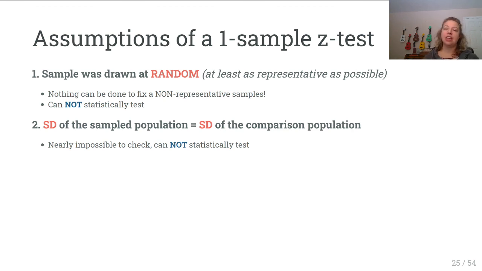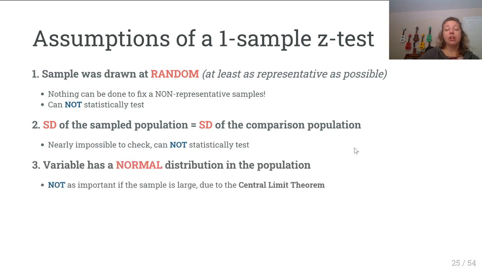The second assumption is that the standard deviation of the population that you actually sampled from is the standard deviation of our comparison population. And again, this is something that we usually have to assume; there's no statistical test for it. But the third assumption is testable. The third assumption is that whatever variable we're measuring has a normal distribution in the whole population.